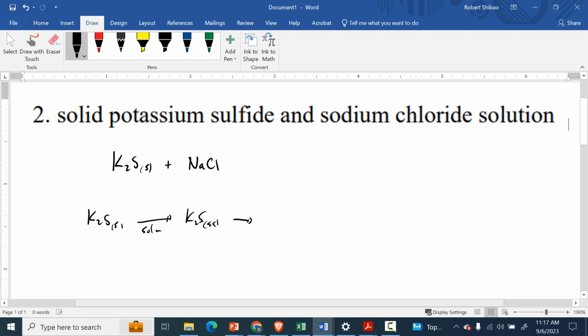Now, the next step here is, so I look at, is it soluble? The next step I look at is what happens. Is it a strong electrolyte? It's a strong electrolyte. So it should dissociate into 2 potassiums and 1 sulfide. And so the first thing we look at is solubility. It's a soluble salt. The next thing we look at is electrolyte properties. And soluble salts are strong electrolytes.